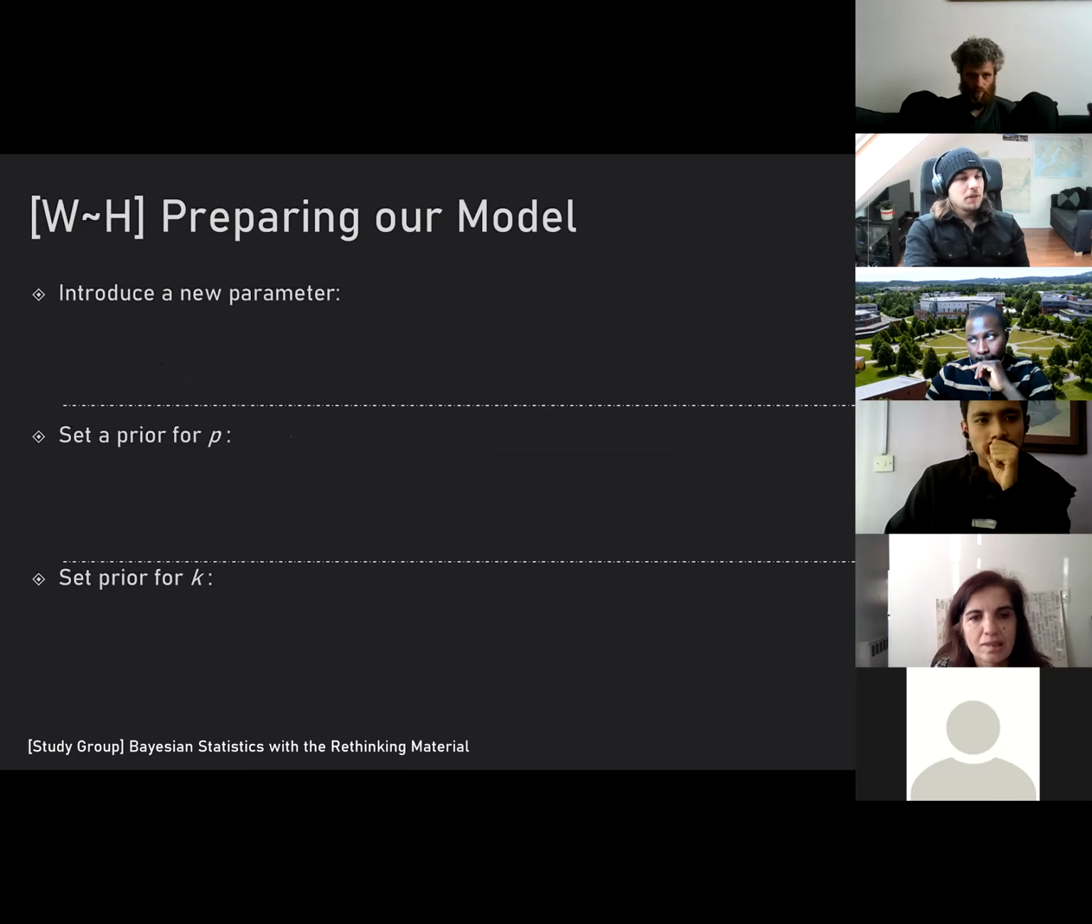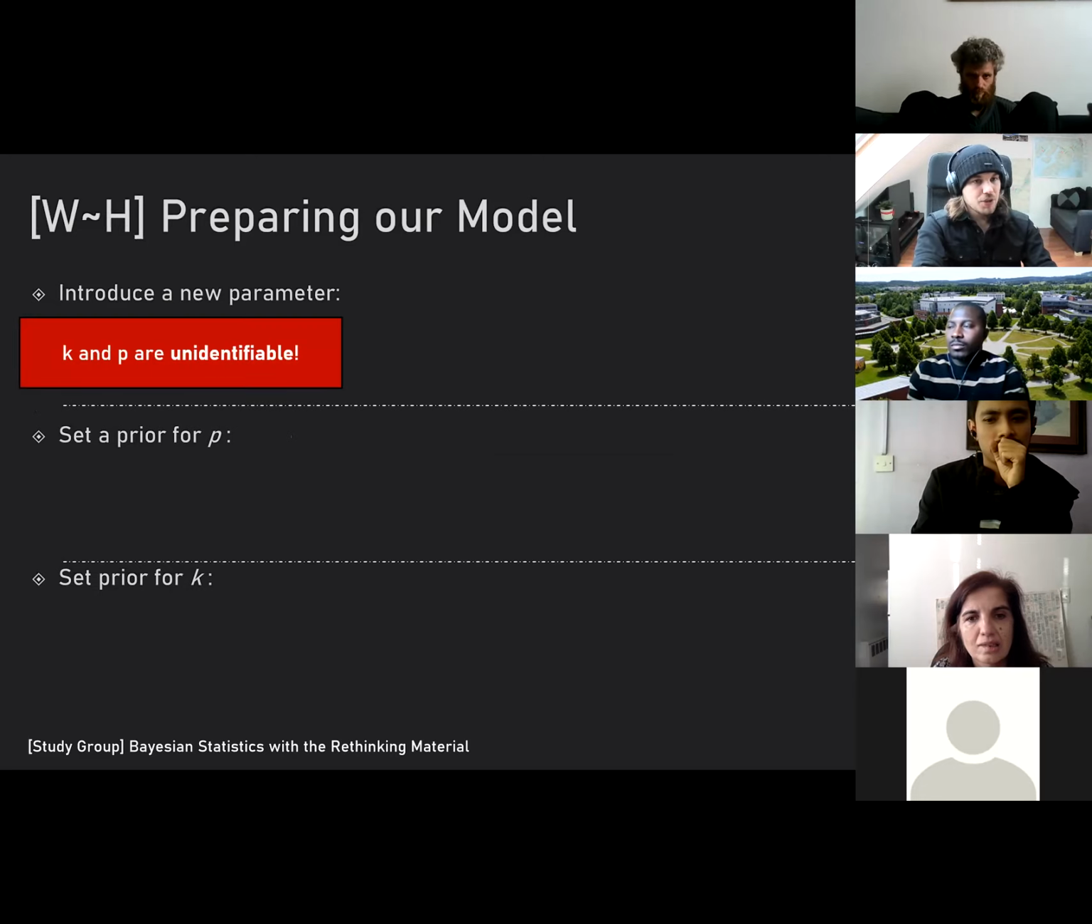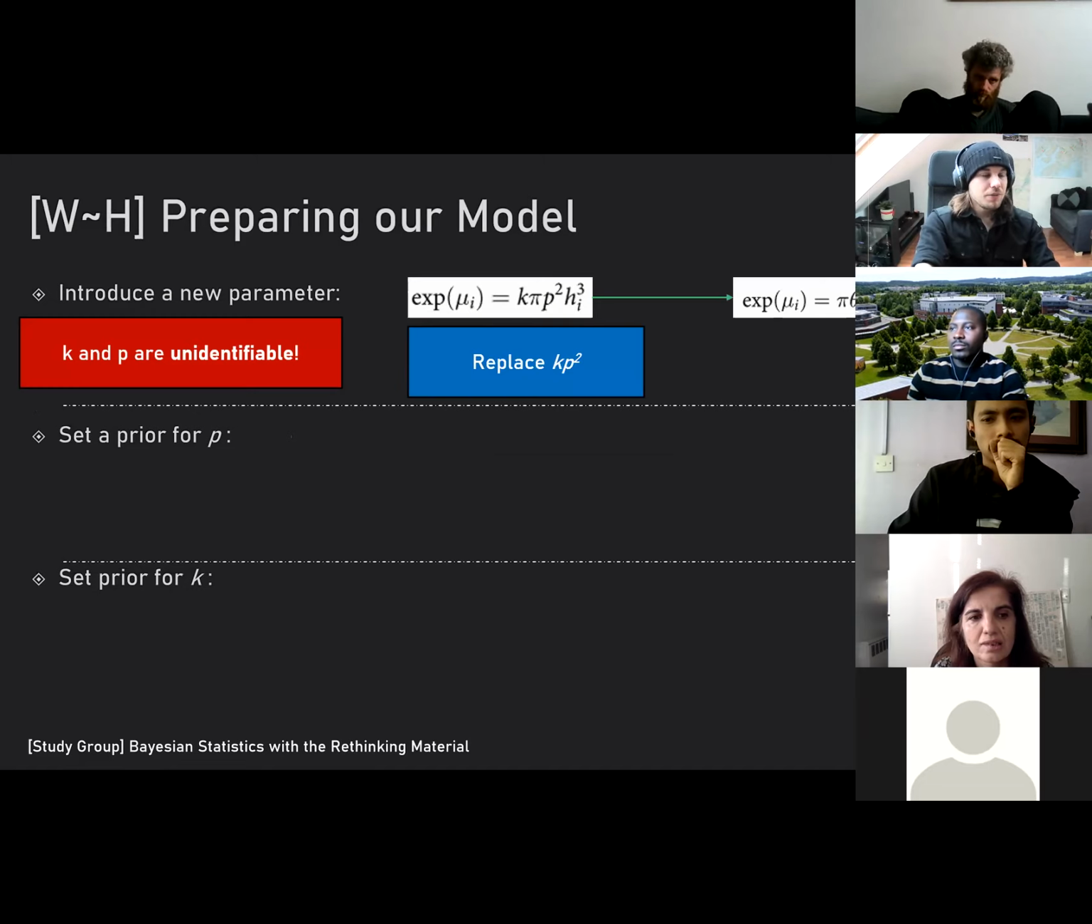In order to prepare our model, we can do a few things. First thing we could do is introduce a new parameter to address the issue of K and P being unidentifiable. The new parameter will just replace K times P squared, and is now that theta symbol.